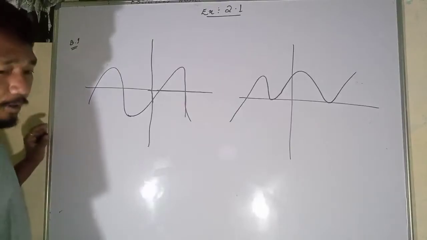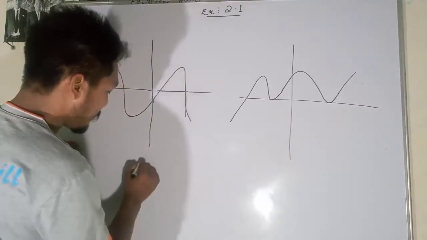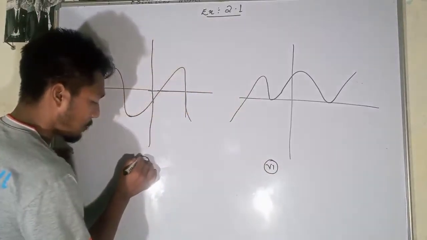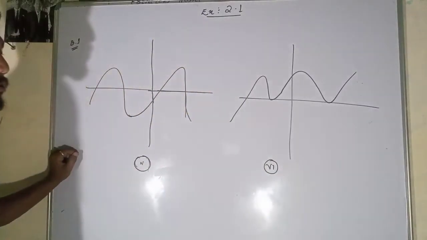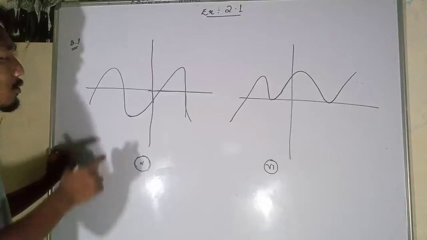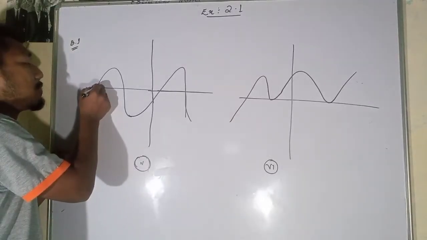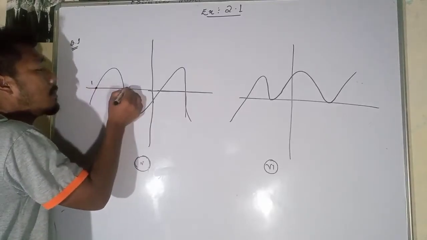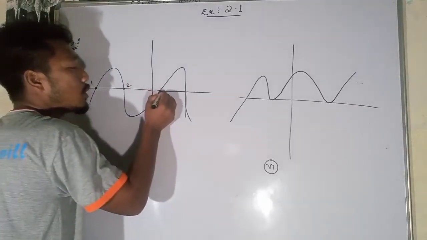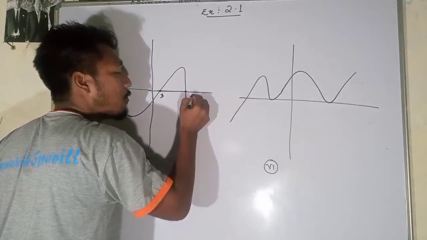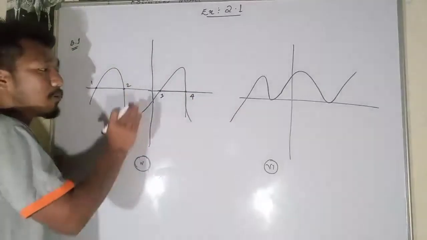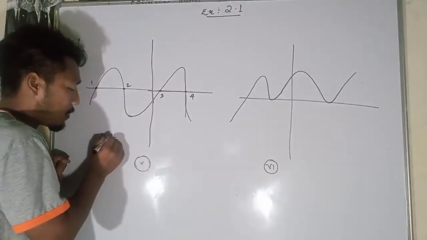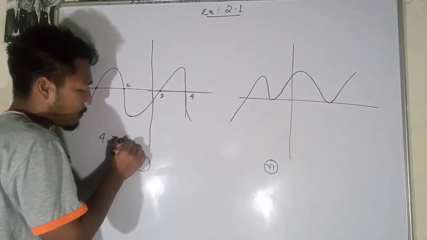So this is our Roman number 5 and this is our Roman number 6. When we discuss this one, how many zeros do we have? This graph is touching the x-axis at these points: 1, 2, 3, 4. That means 4 values we will get where the equation will become 0. That means we have 4 zeros of the polynomial.